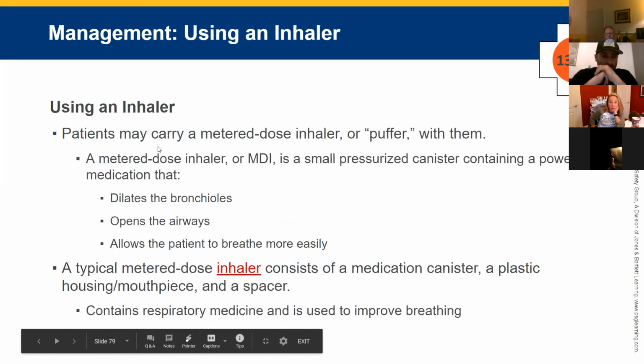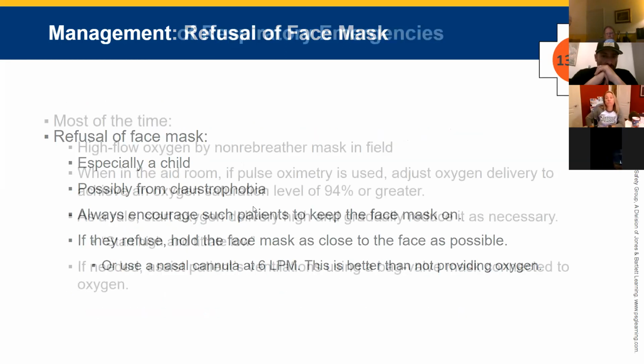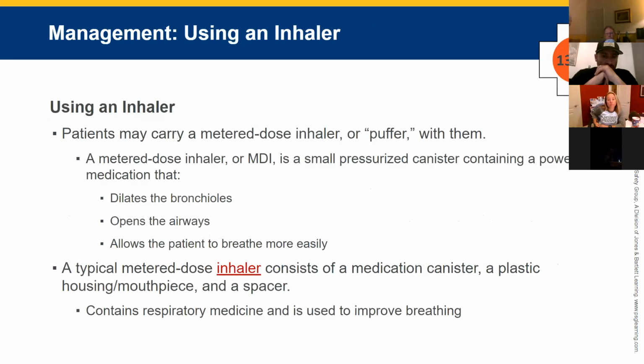All right, using an inhaler. So if someone has an inhaler, use it. It's basically as easy as that. People know how to use their inhalers. So if someone is having an asthma attack and they just need their inhaler, get it for them, help them use it. They will hopefully get better. It's about that simple. You are allowed to do that. You are allowed to help people use their own inhalers.